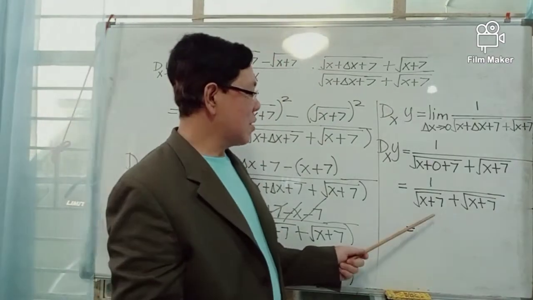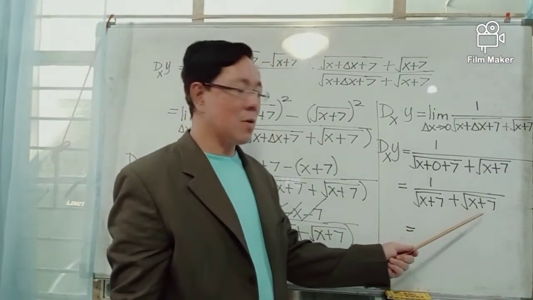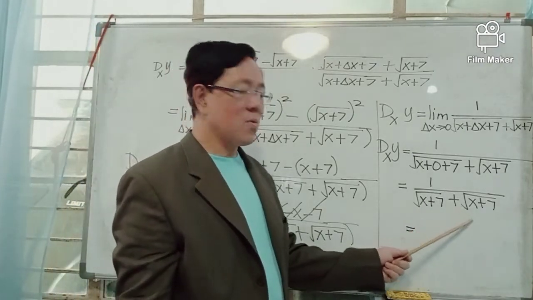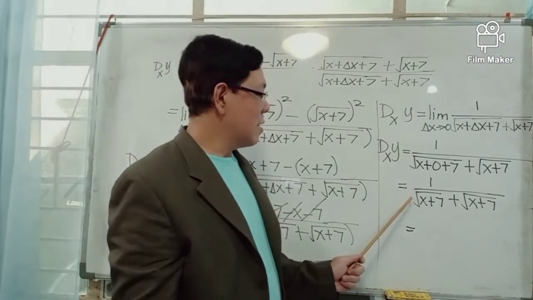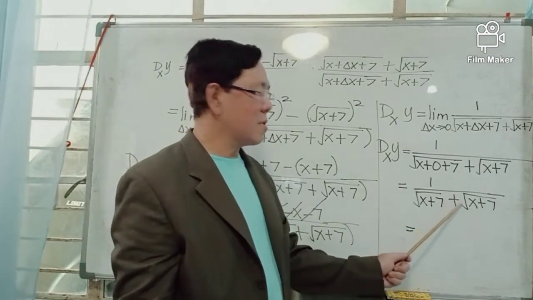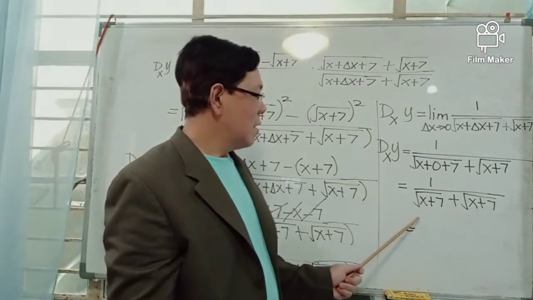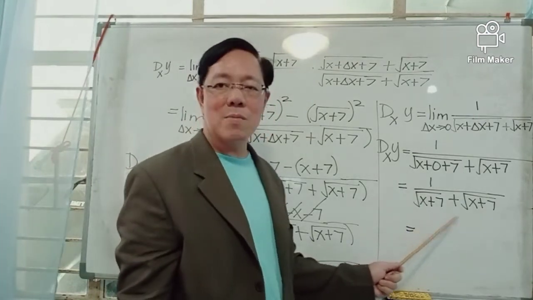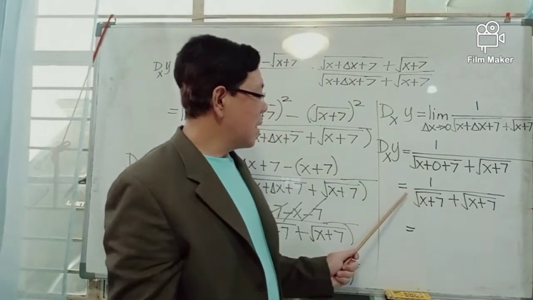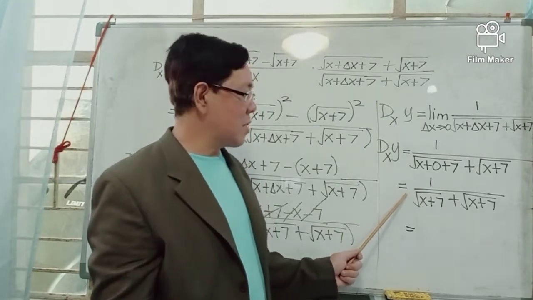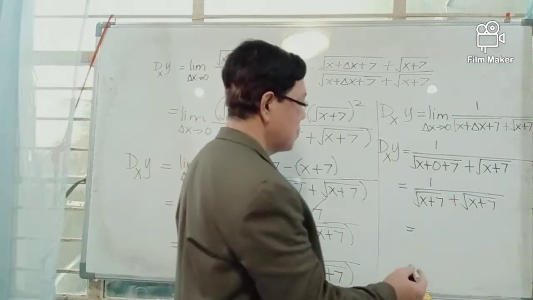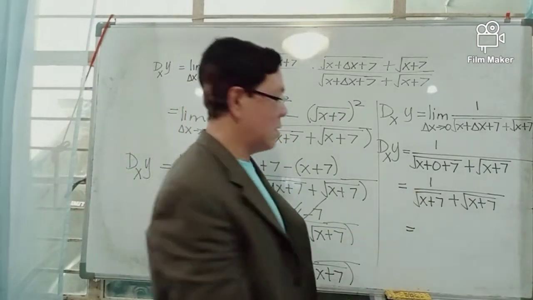The two terms in the denominators are similar terms. Square root of x plus 7 is square root of x plus 7, and their numerical coefficients are 1. So we can combine the like terms in the denominators by adding first their numerical coefficients. 1 here plus 1 here is 2. Numerator is still 1.